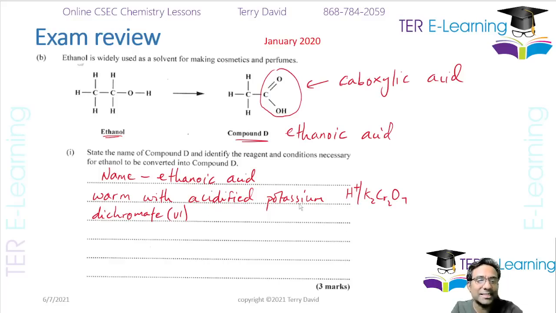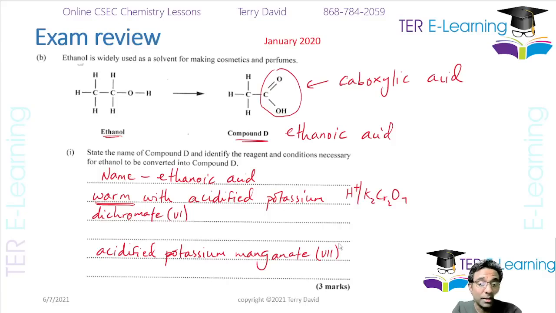So my reagent is acidified potassium dichromate(VI), and my condition, we're going to warm, right? You have an alternative that you can use, and that is just add acidified potassium manganate(VII), right? Add potassium manganate(VII). You don't even need to warm, right? Because potassium manganate(VII) is an even more powerful oxidizing agent than acidified potassium dichromate(VI).